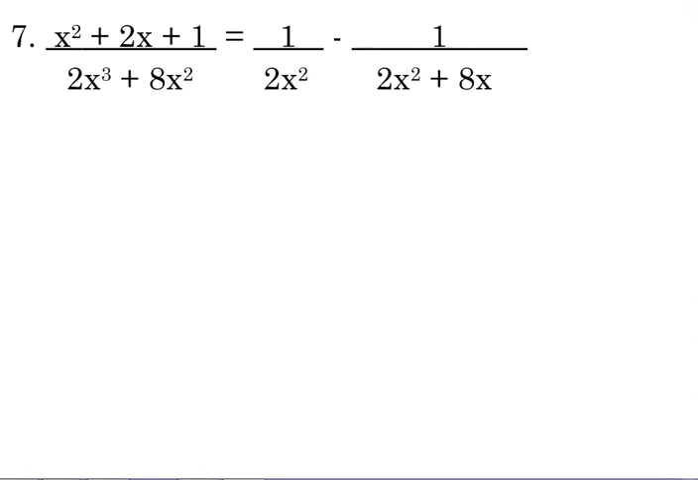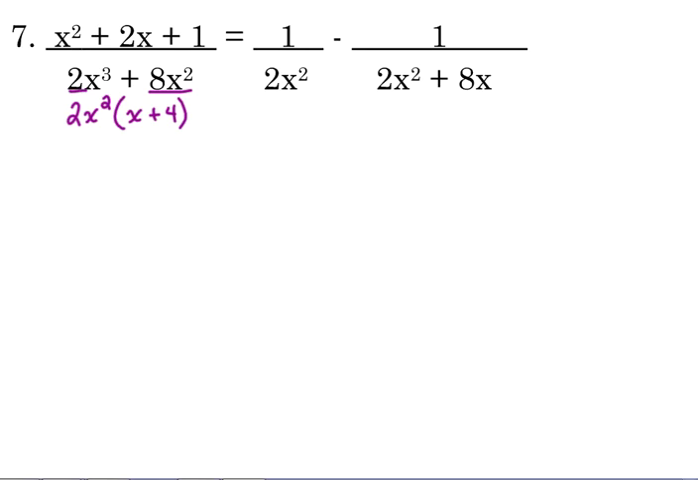So nothing has changed about our methodology here, except we're probably going to have to factor at the very beginning of our problem. So if we factor that first denominator, we have a GCF of 2x squared, which leaves us with x plus 4. I highly encourage you to check your factoring by very quickly just multiplying it back out. 2x squared times x is 2x cubed. 2x squared times 4 is 8x squared. Just to make sure that you didn't make a mistake.